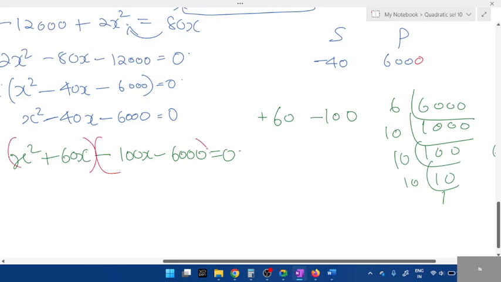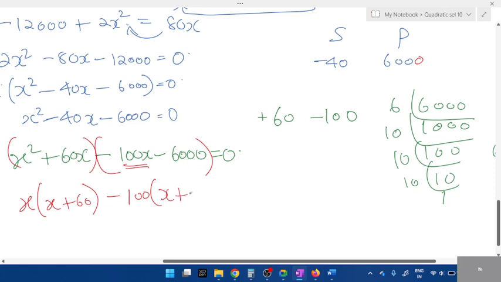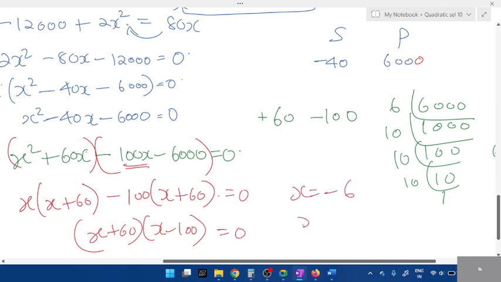After this, group it. This common, you get x plus 60. What's the first sign we have? What is common to 100 and 6000, students? 100 is common. And if you take out 100 from here, what do you get? x plus 60. So the answer is x plus 60 and x minus 100 is equal to 0. If you use the sum and product rule, x should be minus 60 and x will be positive 100.